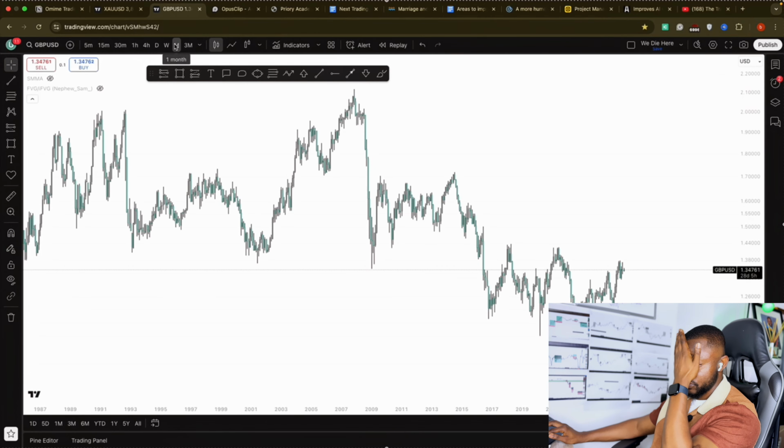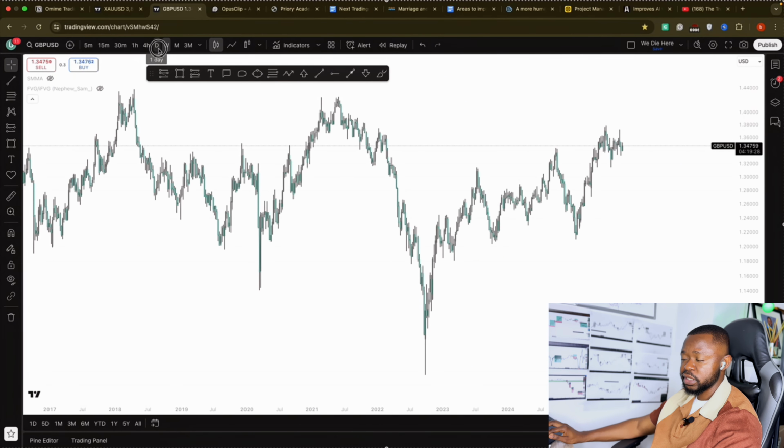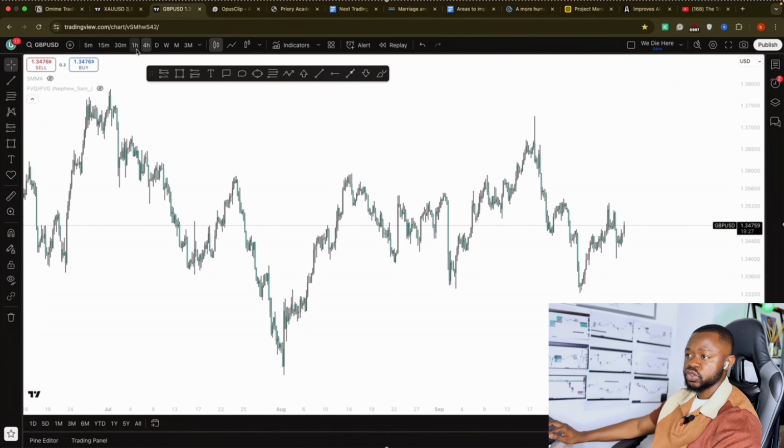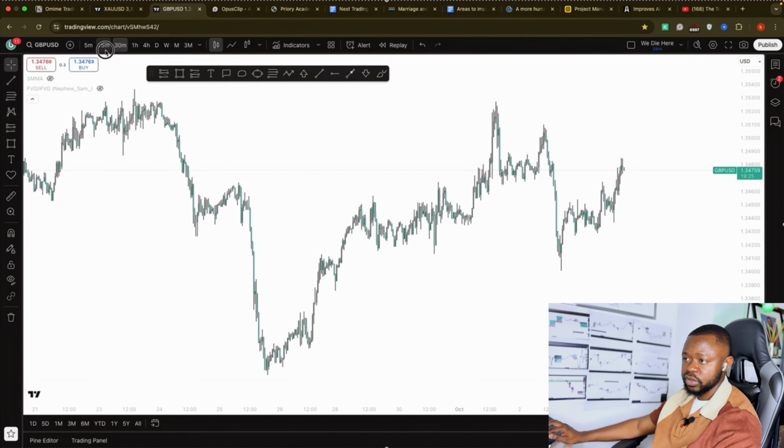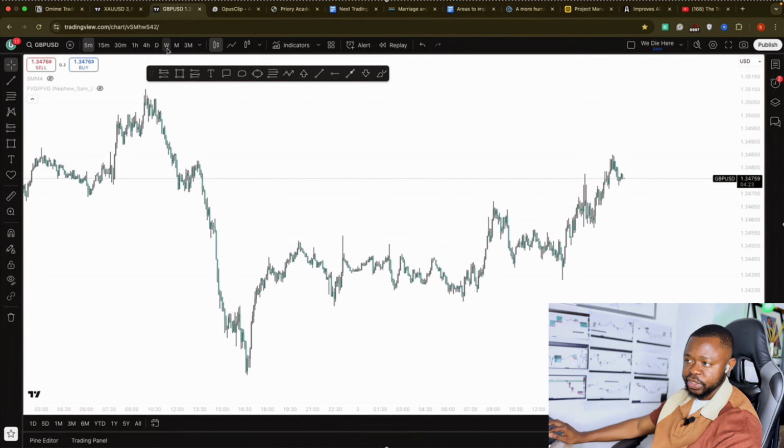We have the monthly time frame here. We have the weekly time frame. So we're going from the monthly to the weekly to the daily to the 4-hour to the 1 hour to the 30 minutes to the 15 minutes to the 5 minutes. So basically explaining top-down. So top to the bottom, top to the bottom.